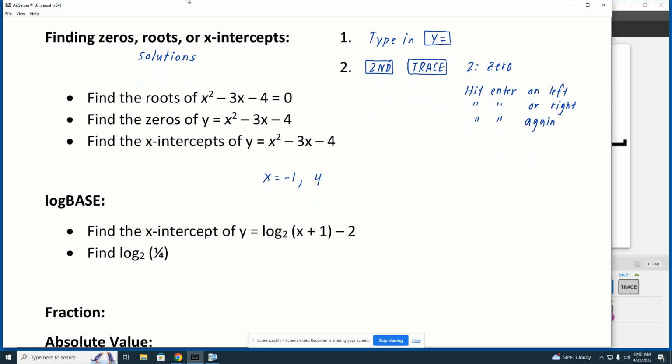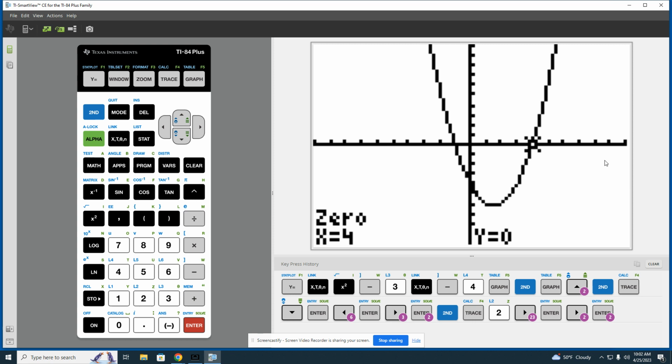Log base. Where do we type in log base? Anybody remember? Alpha, window, and which one is it, y'all? Number 5. Alpha window number 5. So whether it's like this problem where it asks us to find the x-intercept and it uses log base in it, or it just straight up asks me to find log base 2 of 1/4, I can do these.